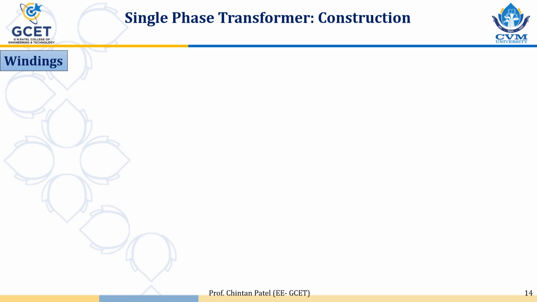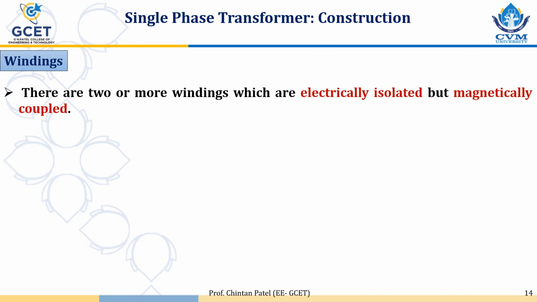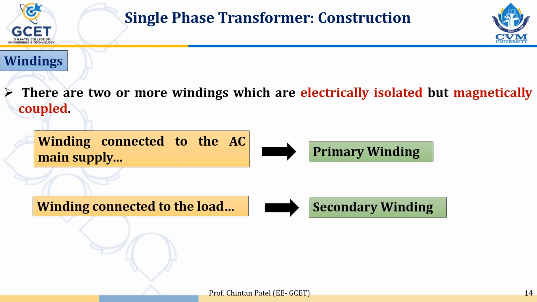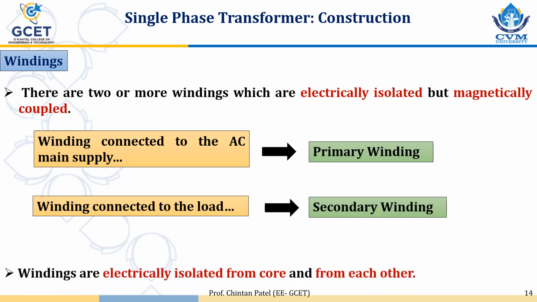Then comes windings. Once the core is prepared, primary and secondary windings are placed on the core. So there are two or more windings which are electrically isolated but magnetically coupled. The winding which is connected to the AC main supply is called a primary winding, and the winding which is connected to the load is known as secondary winding.